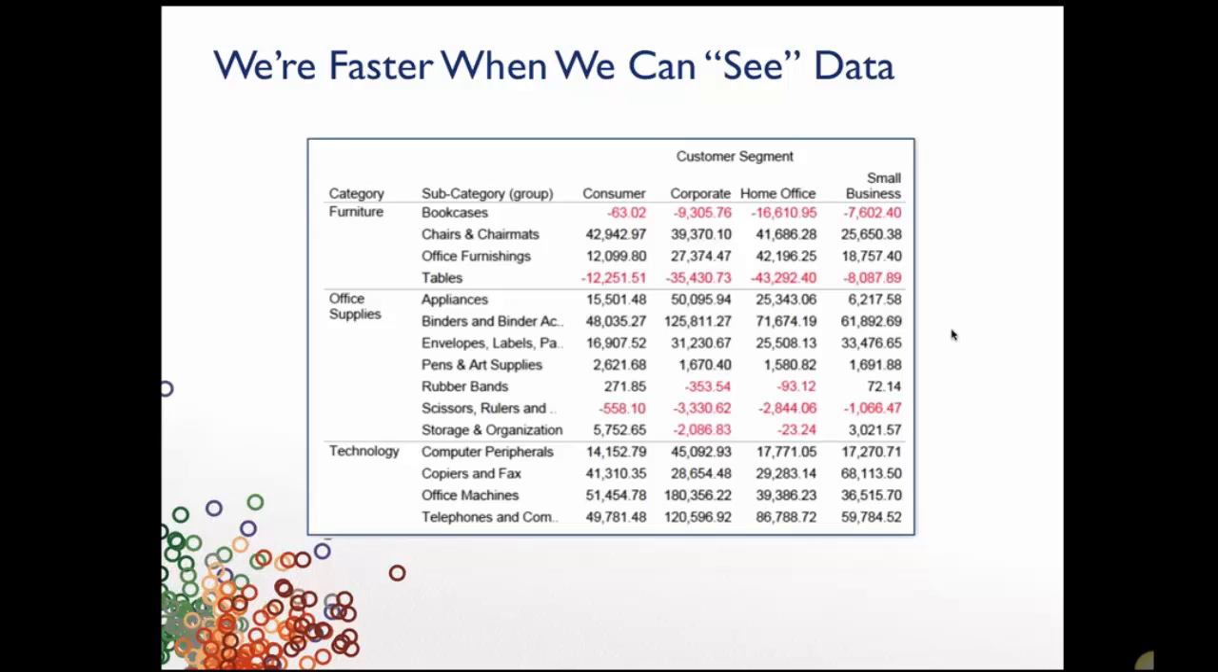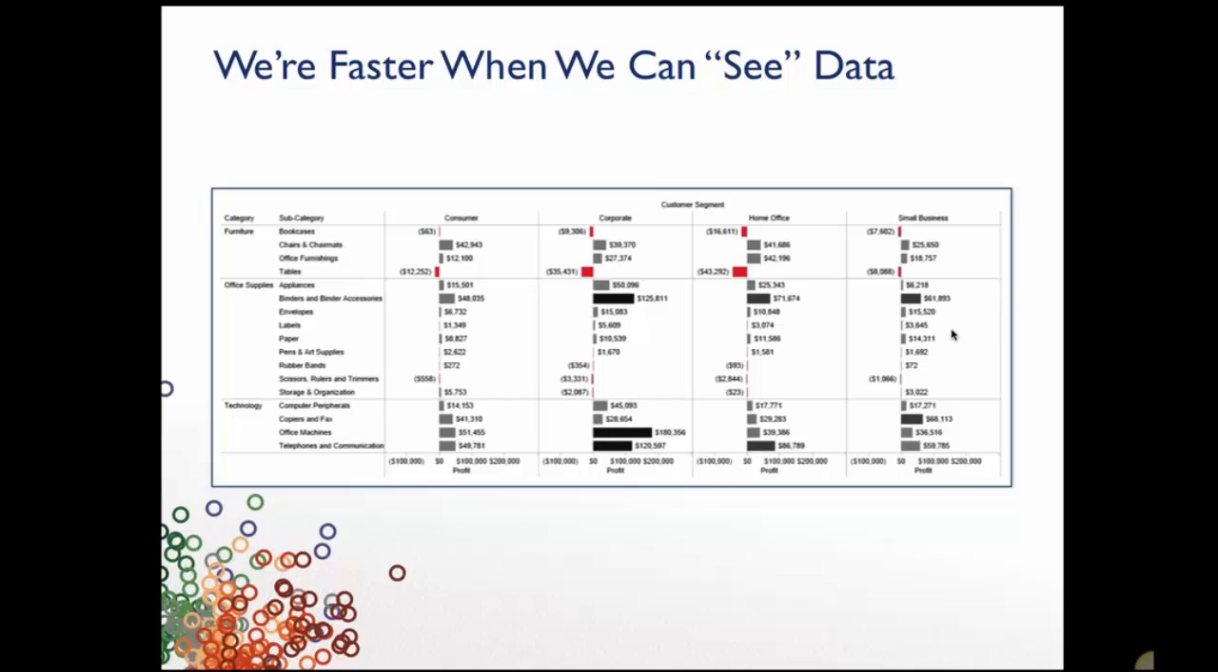Which customer segments are doing the best? It takes a lot of time to try and make those decisions when you're looking at the data like this. So let's look at it one more way. And when we have the data here as bar charts, again, it becomes a lot easier to spot trends and outliers. Again, we can clearly see that tables are our least profitable category.